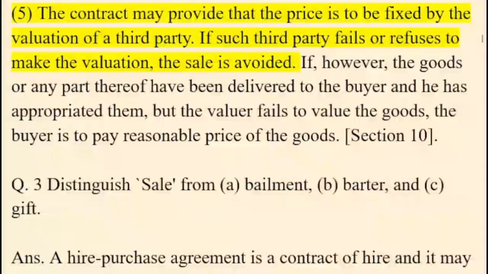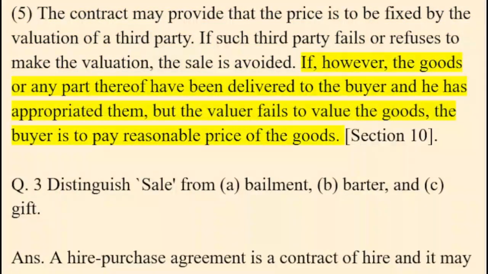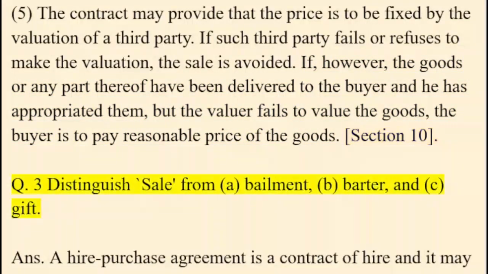5. The contract may provide that the price is to be fixed by the valuation of a third party. If such third party fails or refuses to make the valuation, the sale is avoided. If, however, the goods or any part thereof have been delivered to the buyer and he has appropriated them, but the valuer fails to value the goods, the buyer is to pay a reasonable price of the goods. Section 10.